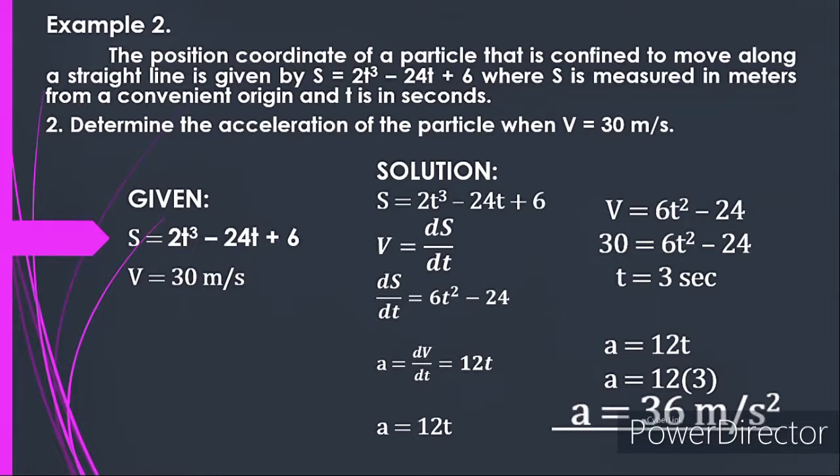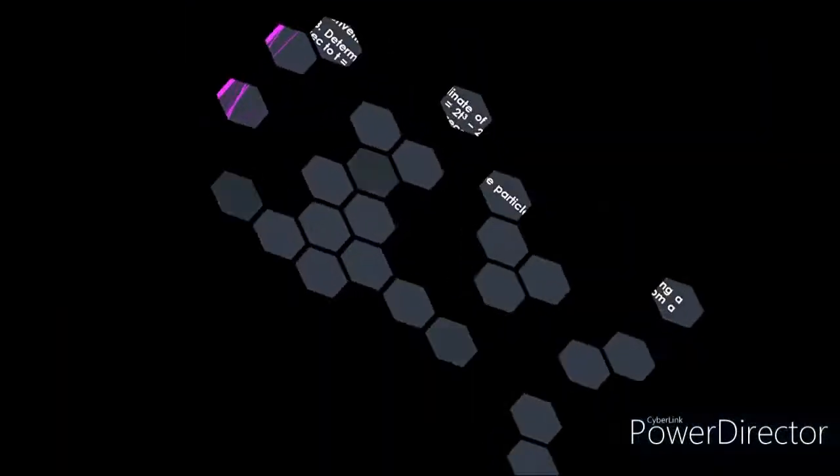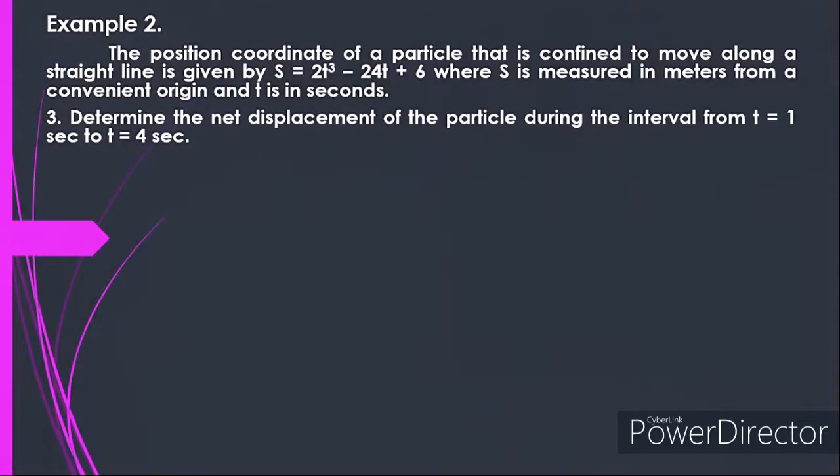Ayan. So, mahirap po ba? So, madali lang si rectilinear motion with variable acceleration. Okay, for question number 3. Determine the net displacement of the particle during the interval from t equals to 1 second to t is equals to 4 seconds.